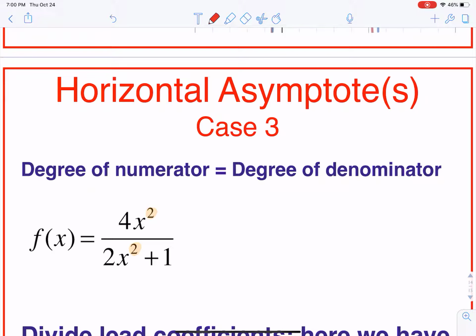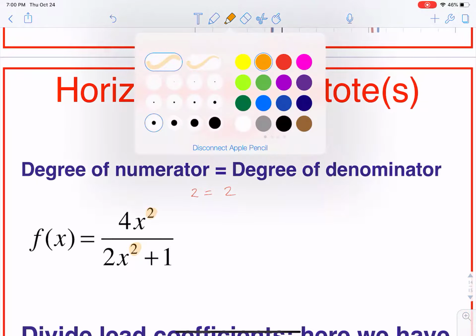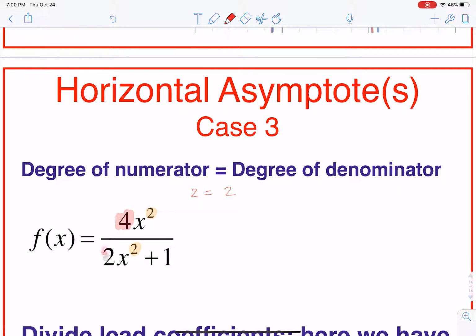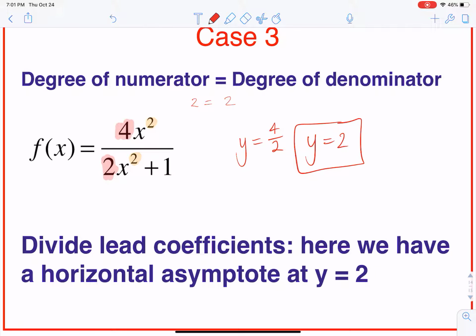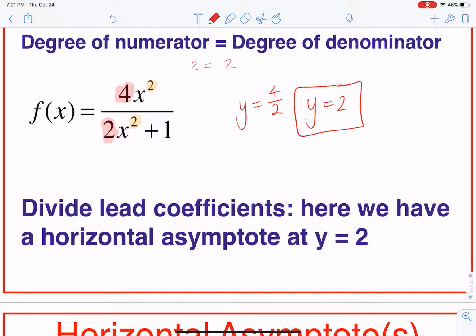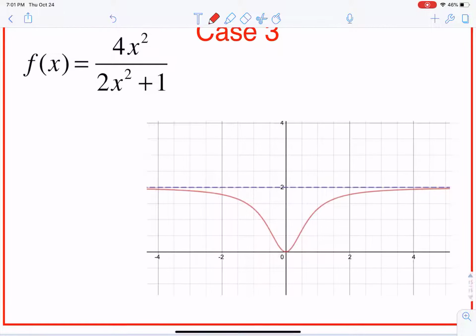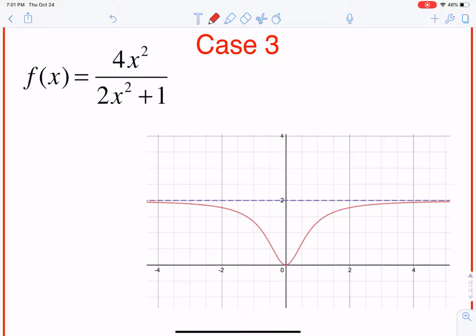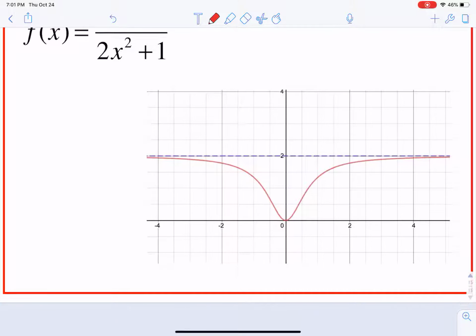Case 3 is when the degree of the numerator is equal to the degree of the denominator. Here, the degree of the numerator is 2 and the degree of the denominator is 2. Since they're equal, we can divide their lead coefficients, which are 4 and positive 2. So y equals 4 divided by 2, and I'll have a horizontal asymptote at y equals 2. Here are my typed notes: divide the lead coefficients, and we have a horizontal asymptote at y equals 2. We can see what this looks like in the graph I pulled from Desmos.